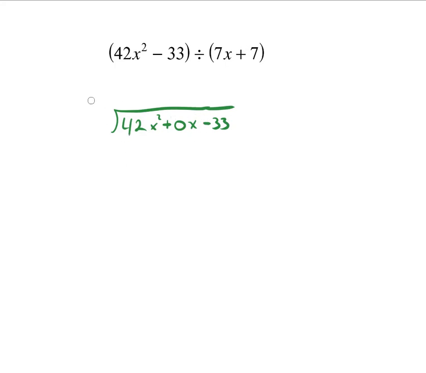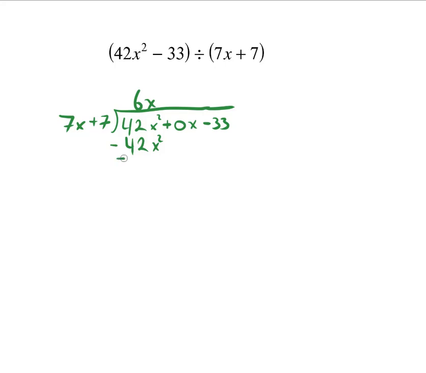I can actually do 7x as my divisor, 7x plus 7. And I'm going to ask the question, how many times does 7x go into 42x squared? And I get 6 times 7 is 42. But notice, though, that only gives me 42. I need another thing to get me my x squared. So I have to actually put an x there because I need 6x to give me my 42x squared after I multiply it by 7x. So 42x squared, because 6 times 7 is 42, x times x is x squared.